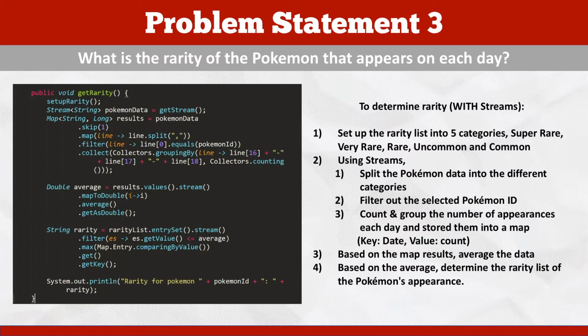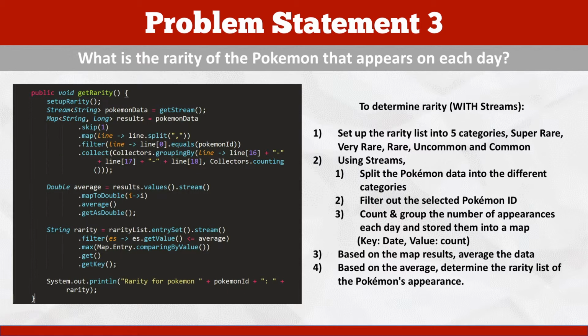Next, we repeated the same method, however, using streams. Similarly, we call the getRarity method. Inside getRarity, we also set up the rarity list into 5 different categories as mentioned earlier. Then, using streams, we read the entire dataset and used .map to split the Pokemon data and .filter to sift out the selected Pokemon ID.